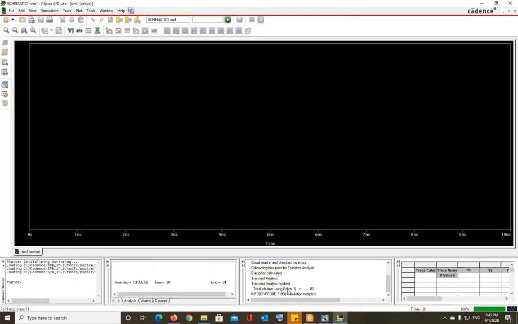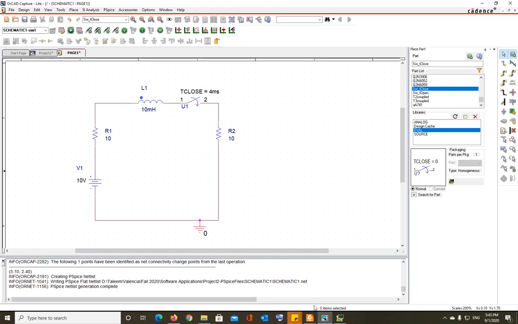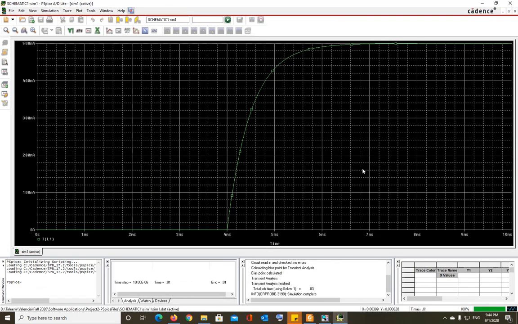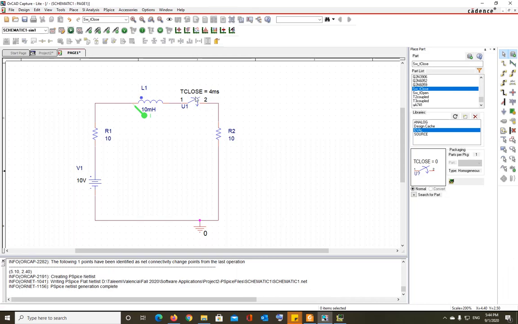All right, everything worked out, everything checked. And let's go ahead and put the current probe to see how the current is changing in the circuit. So if I want to see how the current is changing through the inductor, observe that as long as the switch is not closed, of course, there is no current flowing in the circuit, because when the switch is open, there is no path for the current to flow, right?